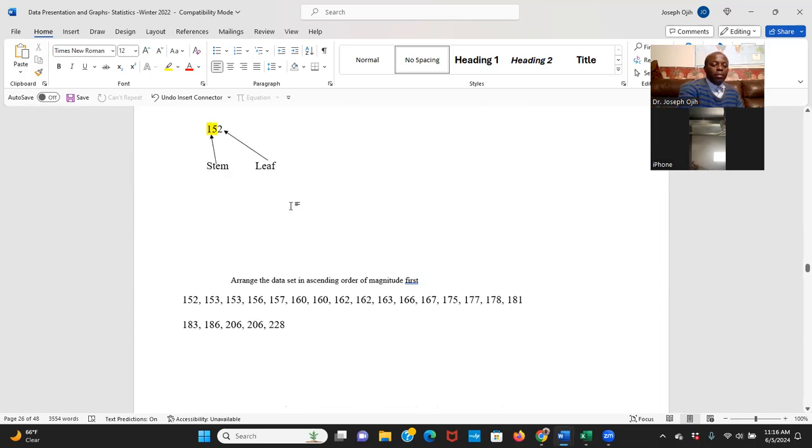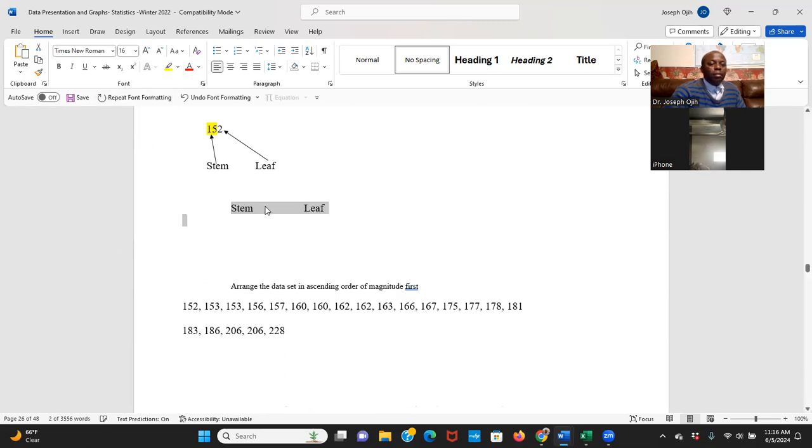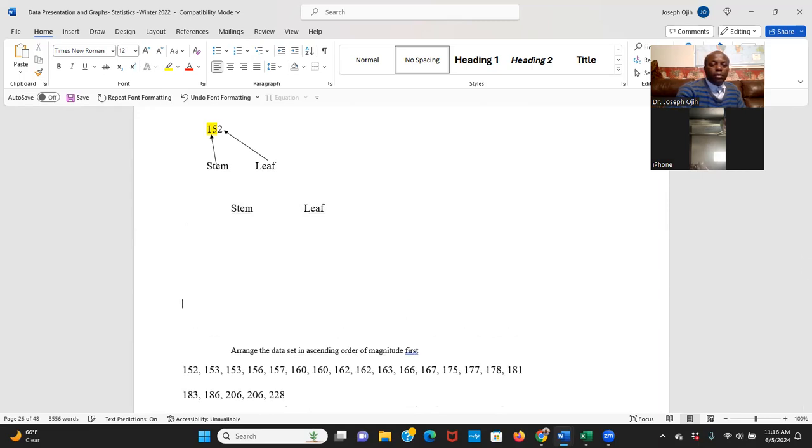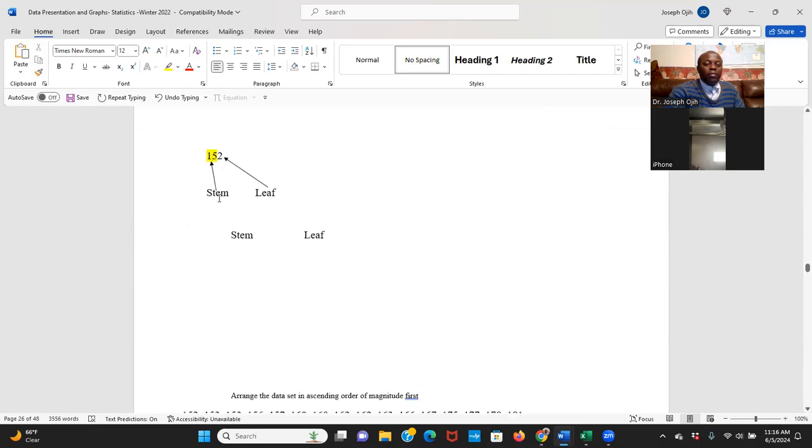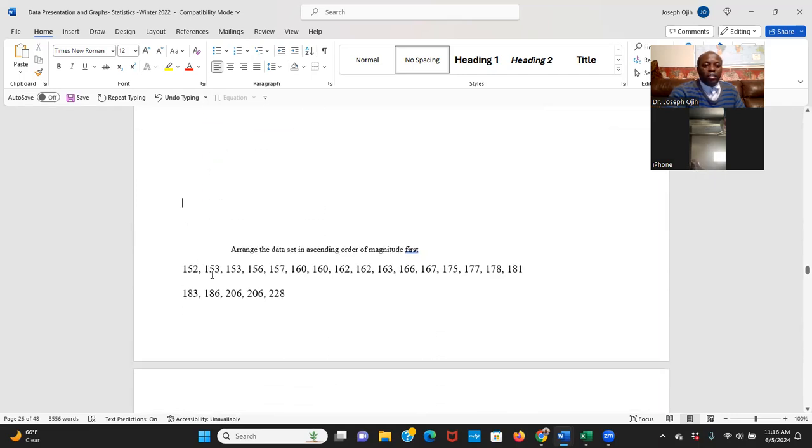So now we can make our stem and leaf table. Stem, leaf. Okay, I'm gonna make them bigger. Again, like I say, the first 2 digits are the stem here, and the last digit is the leaf. You can see that if you're looking at the first 2 digits, it's 15, 15, 15, 15, all the way to 22. So that means it ranges from 15 to 22.